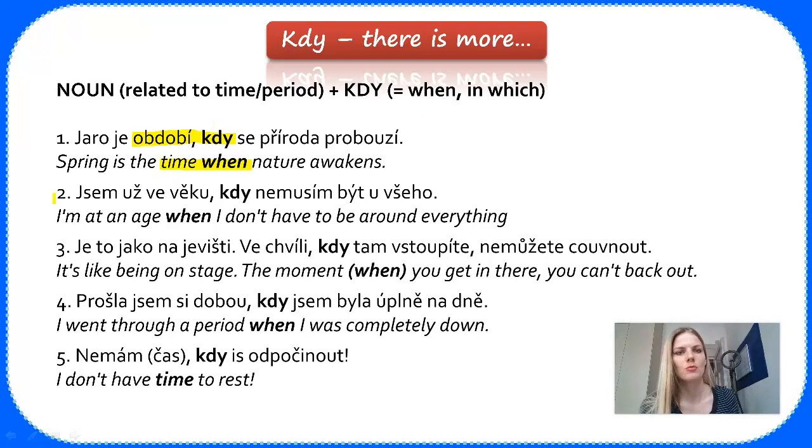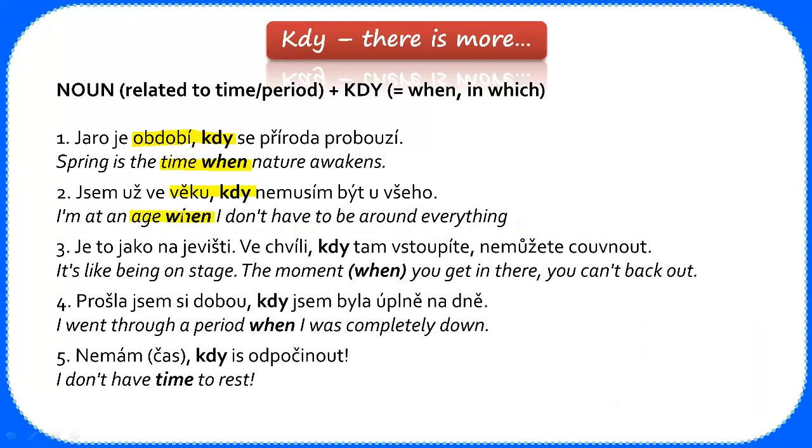Or number 2. Jsem už ve věku, kdy nemusím být u všeho. This is a sentence taken from a magazine, I think. I am at an age when I don't have to be around everything. Ve věku kdy. At an age when. In what kind of age?